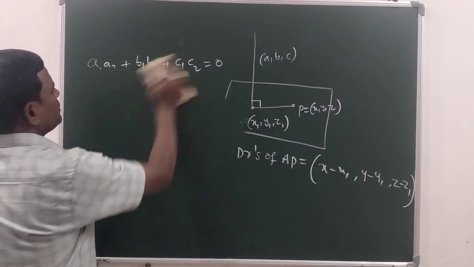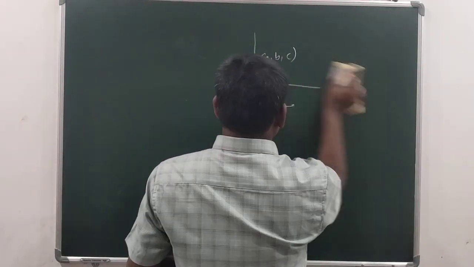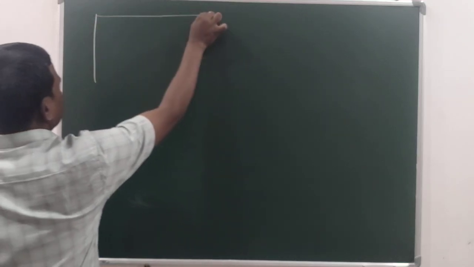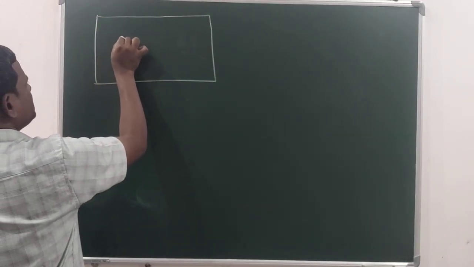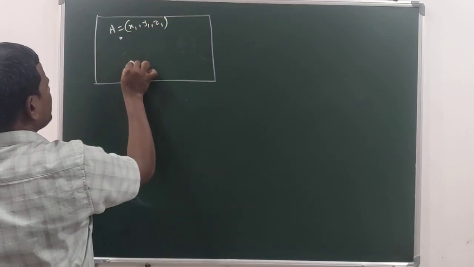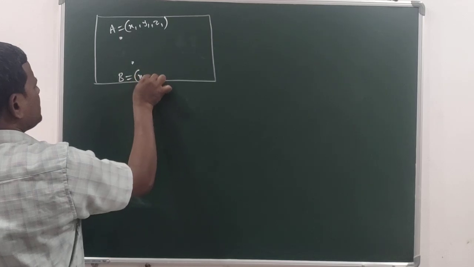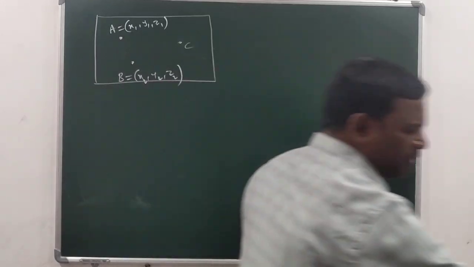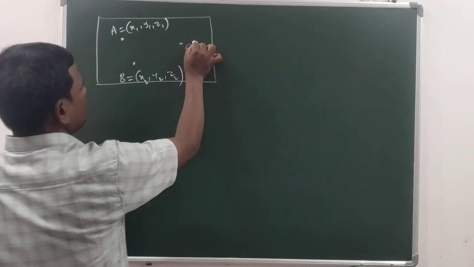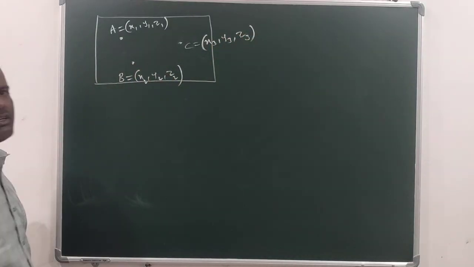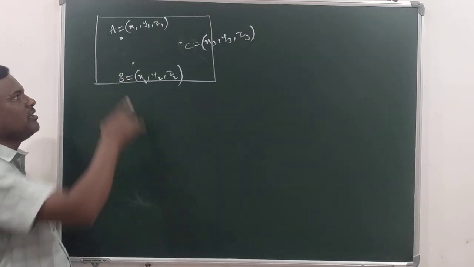Right. Next, suppose three points on the plane are given. How do you find such a plane equation? This is a plane on which three points are given: A, X1 comma Y1 comma Z1; B, X2 comma Y2 comma Z2; and C, X3 comma Y3 comma Z3. If three points are given on the plane, find this plane equation.